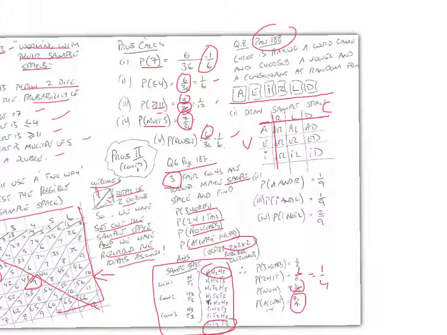What's the probability of Chloe picking A and R? Well, it's 1 in 9. And I and L is 1 in 9. And the probability of picking an I but no L is 2 in 9.